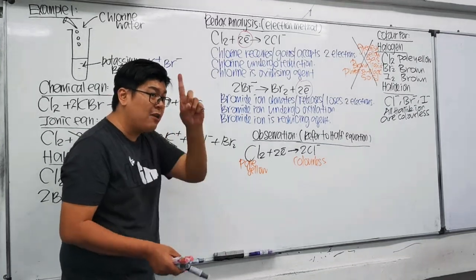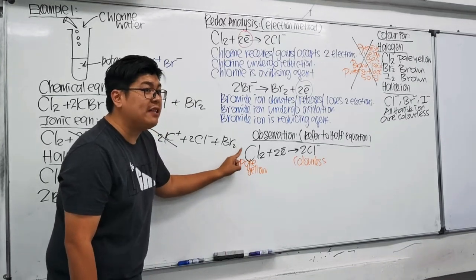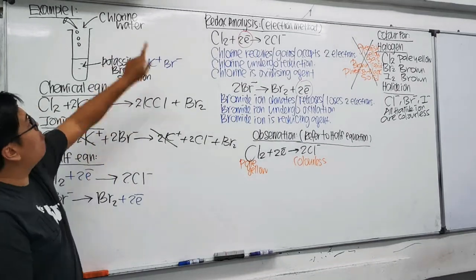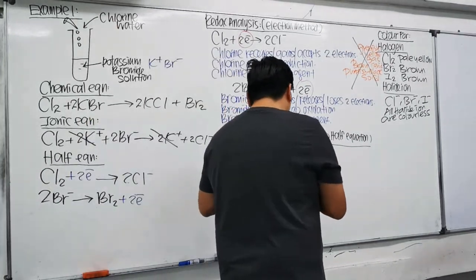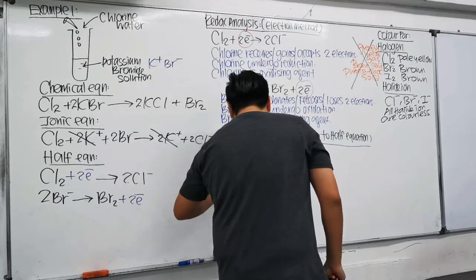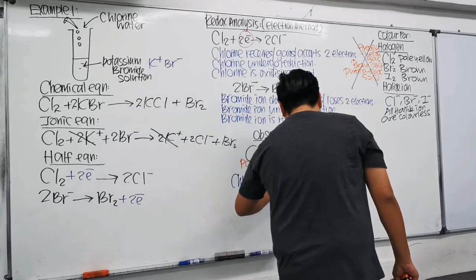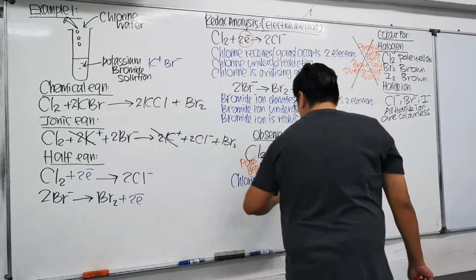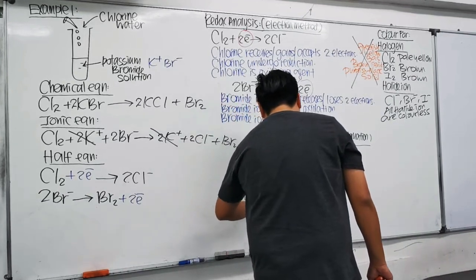How do you specify? You ask yourself, this pale yellow comes from who? Cl2. Who is the Cl2 from the picture? Chlorine water. So how do you write it? You just need to write: chlorine water changes from pale yellow to colorless.